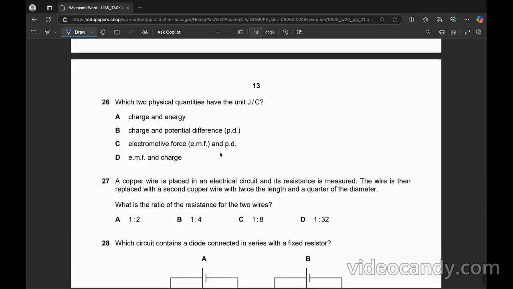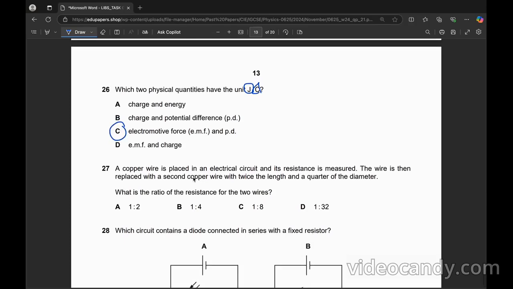26. Which two physical quantities have the unit joules per coulomb? Charge and energy. Well, that's not true because those are separate things, right? Joules is for energy and coulomb is for charge. And now we want the quantity that's divided, so that's not true. Charge and potential energy. Now you can eliminate answers that contain charge and energy. So that just leaves us with C.